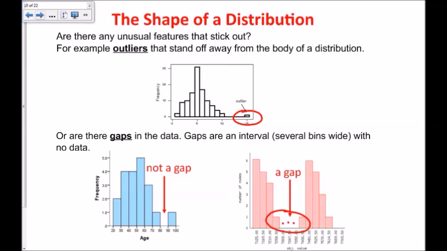I would not consider this a gap because there's only one, and this is 1 point and this is 1 point, and so there just happened not to be anyone who was between 80 and 90 years old in our data.